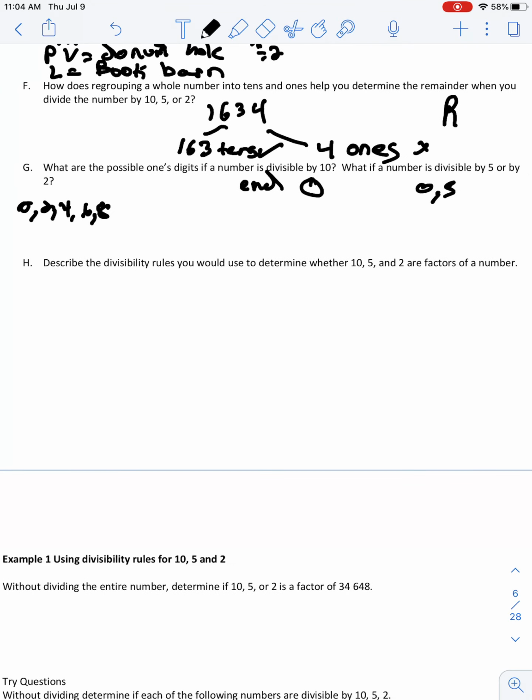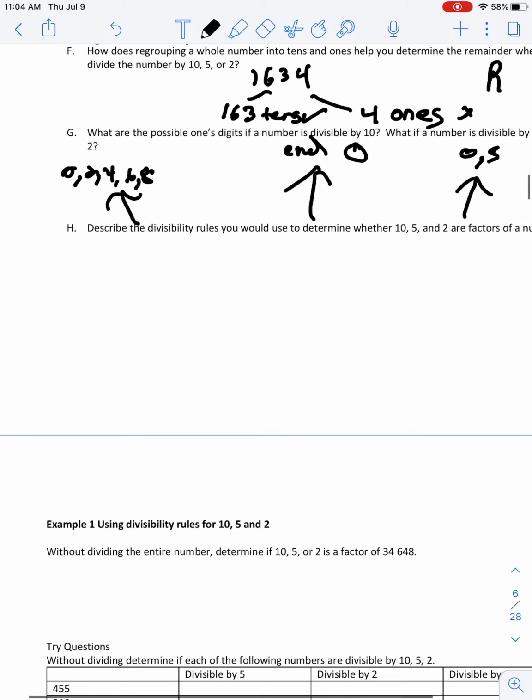Describe the divisibility rules you would use to determine whether 10, 5, and 2 are factors of a number. So I already explained those rules up here. If it's divisible by 10, it'll end in 0. If it's divisible by 5, it'll end in 0 or 5. And if it's divisible by 2, it'll end in 0, 2, 4, 6, or 8.